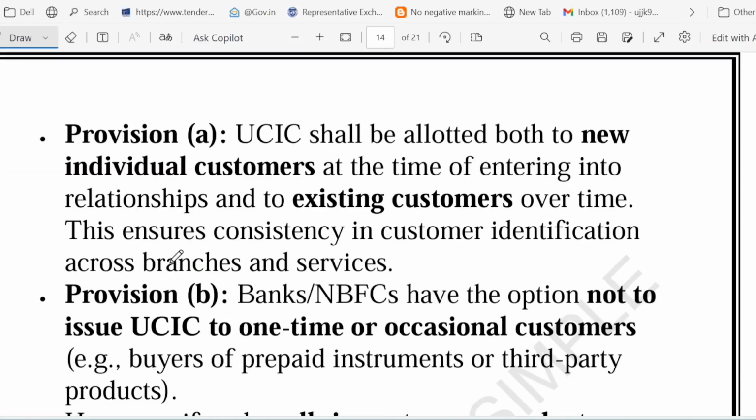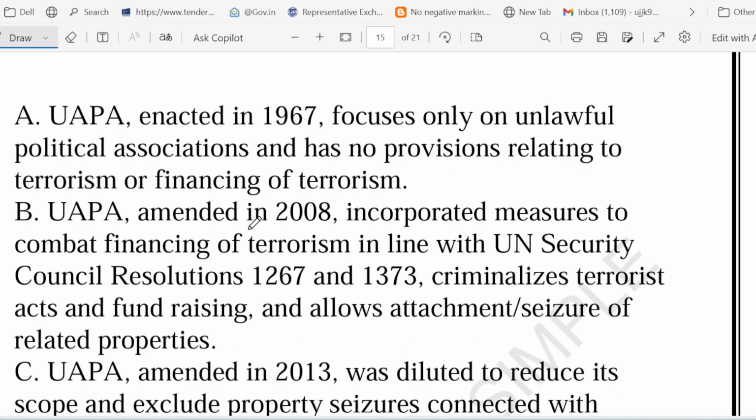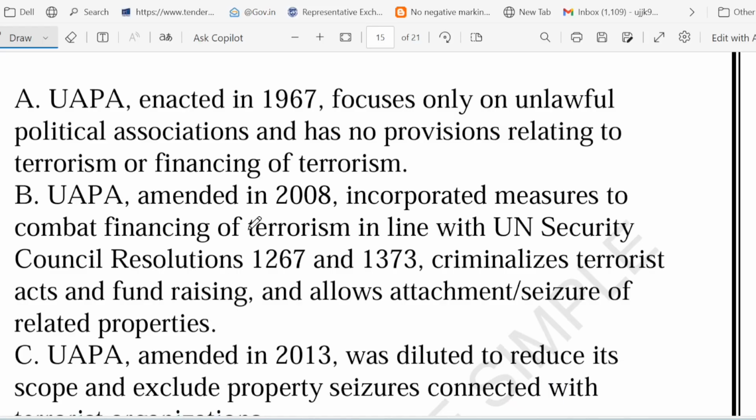Now one question which was asked based on UAPA. Let's have a look. So the question is, which of the following correctly describes the key feature of the Unlawful Activities Act or UAPA as amended? So these are the options that we have. Option number A says that UAPA enacted in 1967 focuses only on unlawful political association and has no provision relating to terrorism or financing of terrorism.